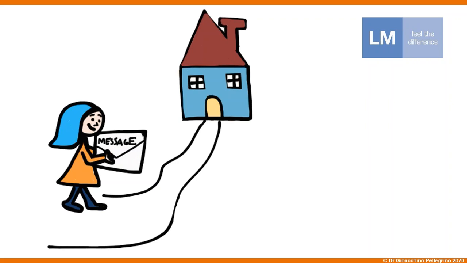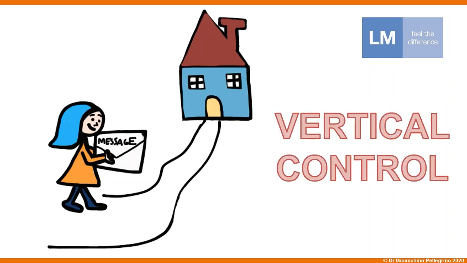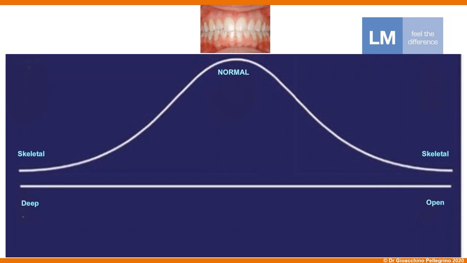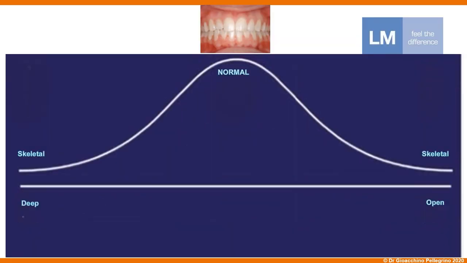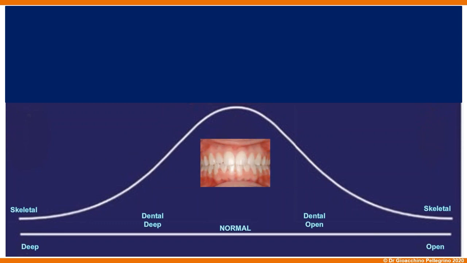My last message about the treatment of open bite and the use of the LM activator in this kind of malocclusion is that, again, like in the deep bite, we really need to have a good vertical control, not only of the teeth, but of the face too. Because if we want a summary of all the clinical situations, we know that we have a normal relationship between the teeth and inside the face, a balance inside the face.